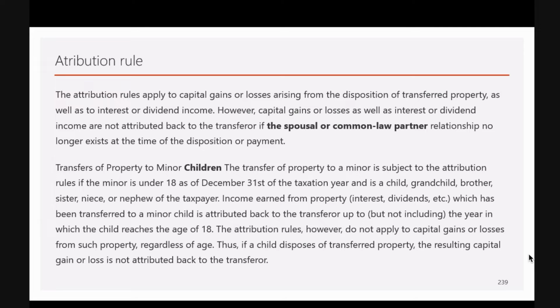And should I report that income, or should my parents report the income, or the parents and her daughter report the income? So that means, do they apply the attribution rule or not, for everybody? Okay, that question.